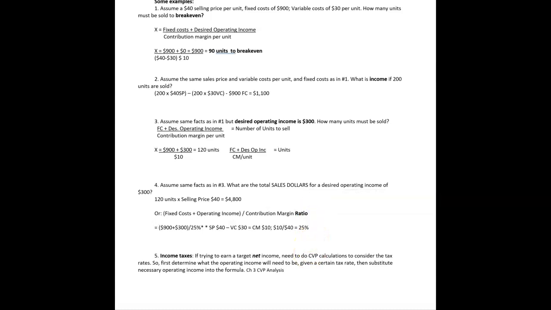So fixed costs plus desired operating income divided by your contribution margin ratio or percentage. Here our fixed costs are 900 plus 300 desired operating income divided by a 25% CM ratio. If we take 40 minus 30, that is 10. 10 divided by 40 would be 25%. So that's where the 25% comes from right here. There's our contribution margin divided by our selling price, which gives us a 25% CM ratio.